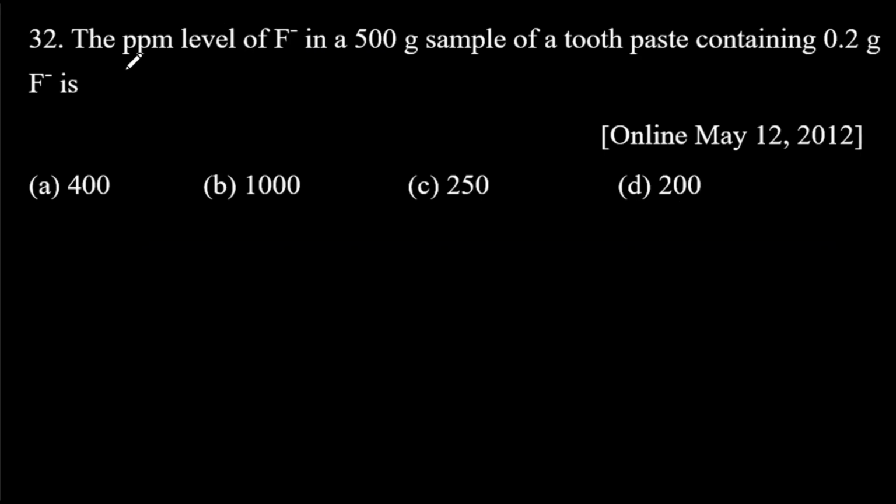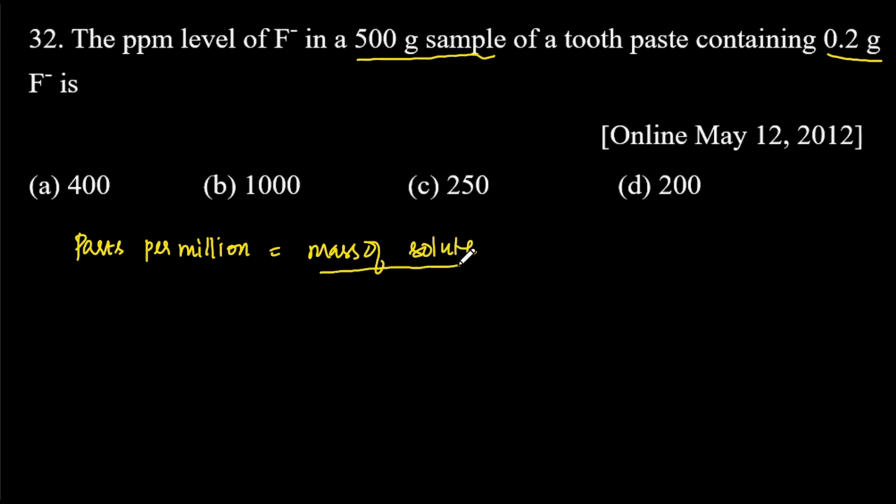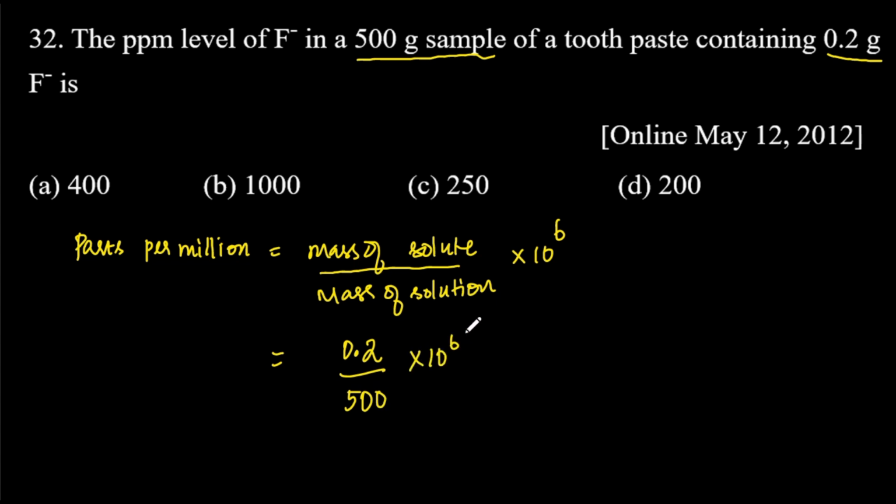The next question is: the parts per million level of fluoride ion in a 500 gram sample of a toothpaste containing 0.2 gram of F minus is? Parts per million has the formula mass of solute divided by mass of solution into 10 power 6. So here the solute is fluoride ion F minus. It has the mass 0.2 gram. So 0.2 divided by the mass of solution, which is 500 gram, into 10 power 6.